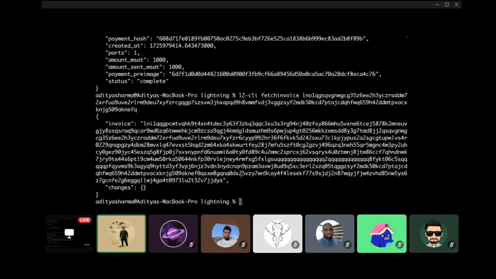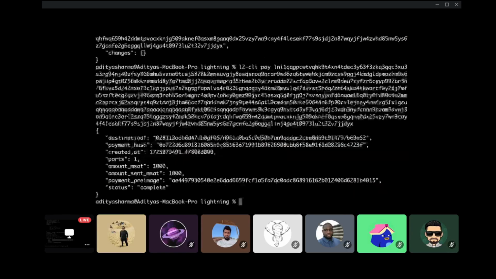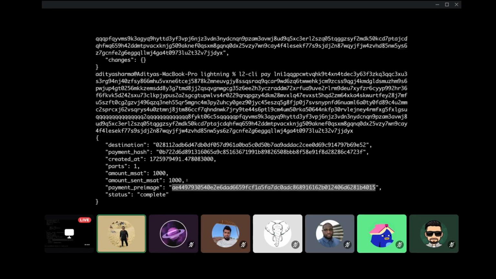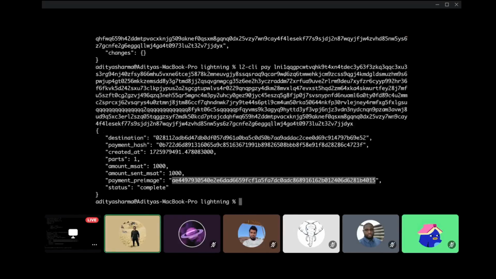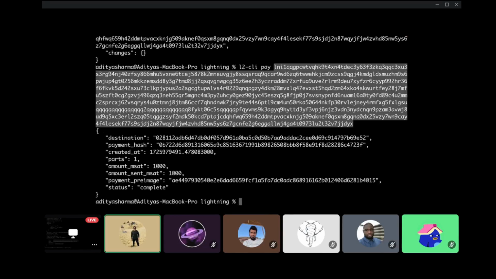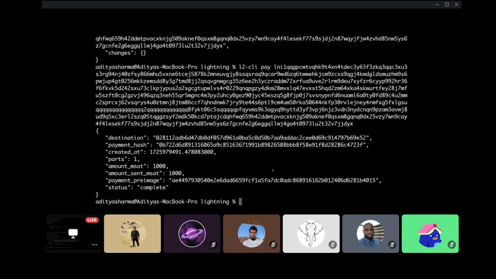So now if I pay this one, it says the payment is completed, and the payment pre-image would also be different. It says the payment pre-image is AE449, and the last invoice that we paid, the payment pre-image was 6D7F. So these are totally different. If I paid the same invoice, imagine if I pay this particular invoice again, the payment would obviously go through.